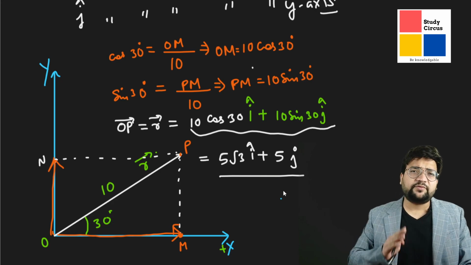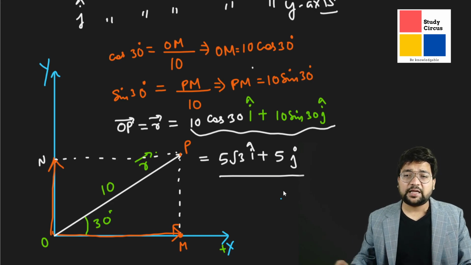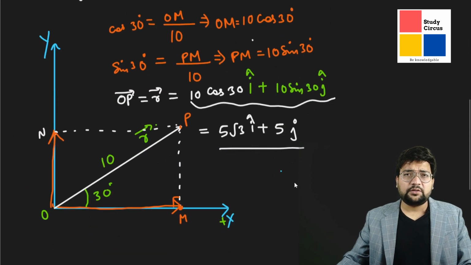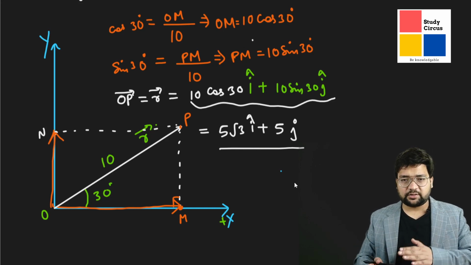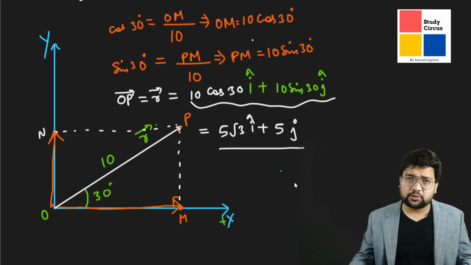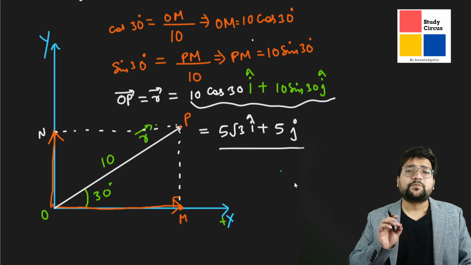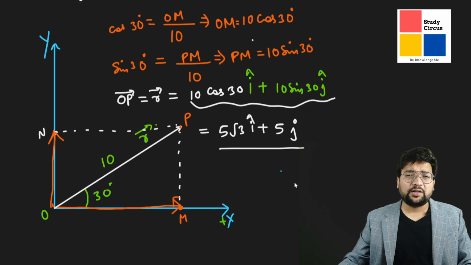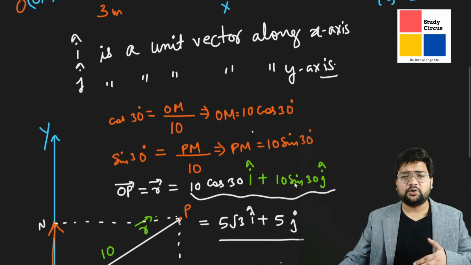So you simply say 5 root 3 i cap plus 5 j cap is like saying OP vector. It is like saying the same thing: that OP is a vector of magnitude 10 at an angle of 30 degrees anti-clockwise from the positive x-axis in that direction. Or you can simply say 5 root 3 i cap plus 5 j cap. That's all. It makes the representation of the vector simpler and easier to do operations on. So this is called the resolution of vectors, breaking down the vectors into its components.